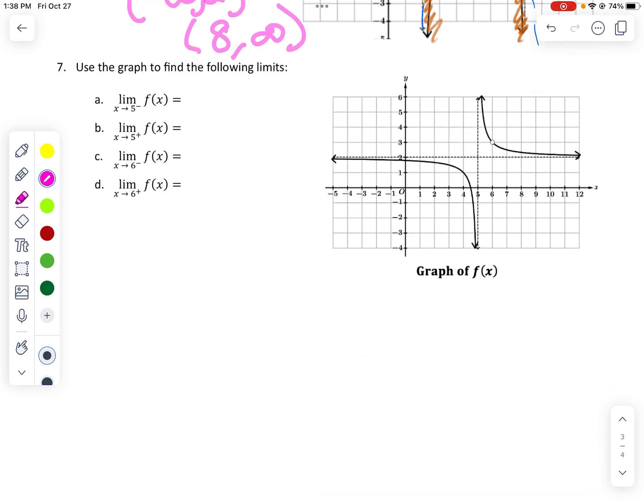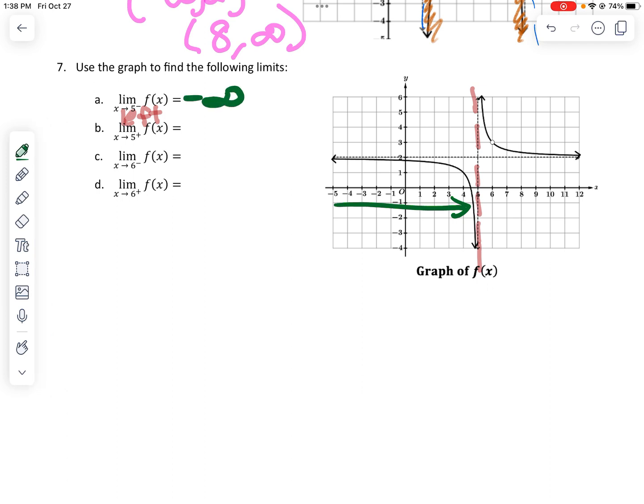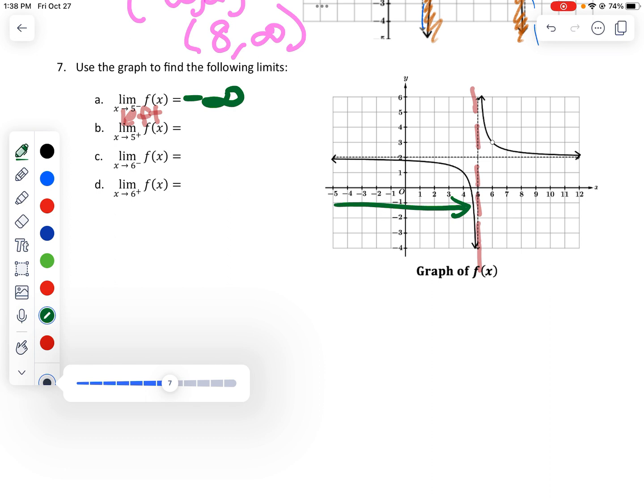All right, this next one we're talking about limits. So as we go to 5, we see 5 is this asymptote. So this says 5 from the left side. So as I go to 5 from the left side, what's happening to our graph? Well, it's going to negative infinity. I need to make this smaller. There we go. And as I go to 5 from the right-hand side, so as I go to that asymptote, it's shooting up. So it's positive infinity.